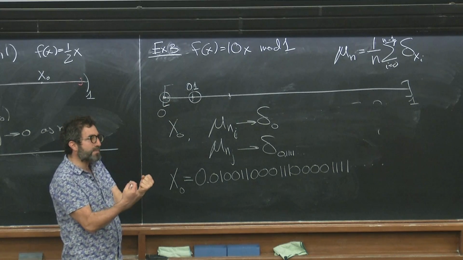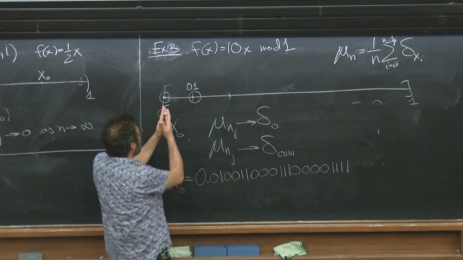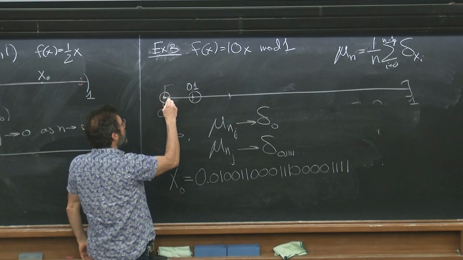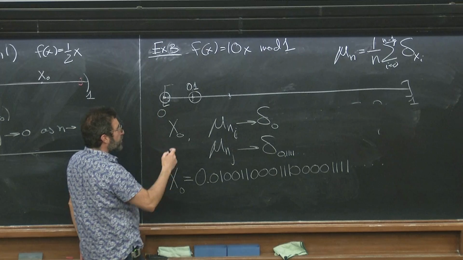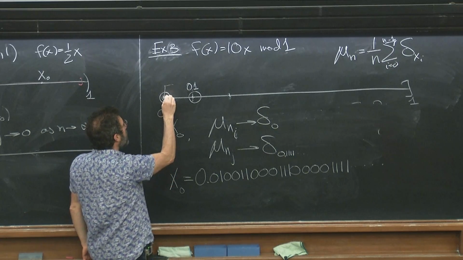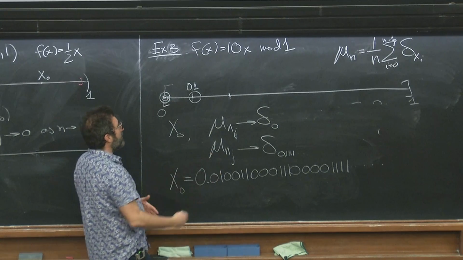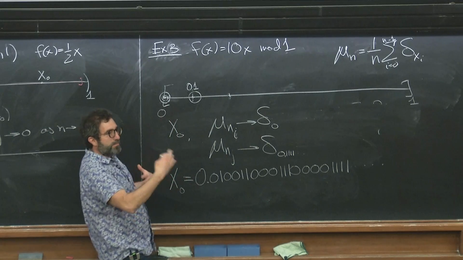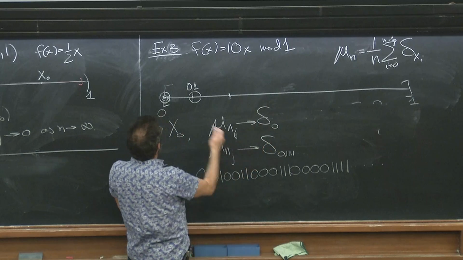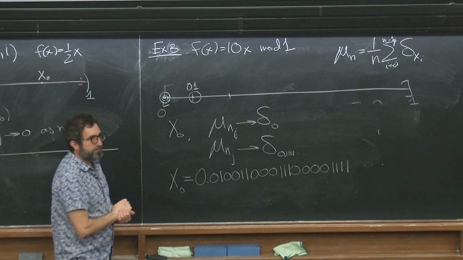Positive proportion of mass means positive proportion of sand, right? If you have a billion iterations and half of them are in this small neighborhood, then the measure of this will be half, right? Mu n of this will be half. And if you take a smaller neighborhood and you wait long enough, and you see that the measure of this will still be uniformly positive, then you know that you're getting delta 0 as a limit of this subsequence here.